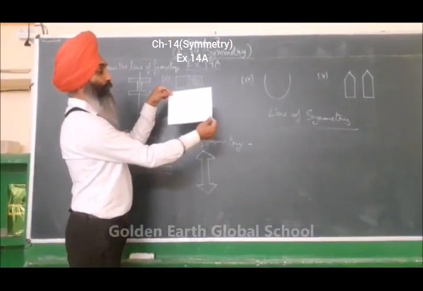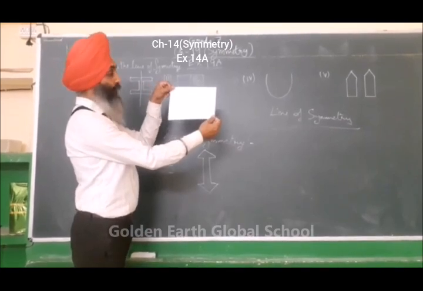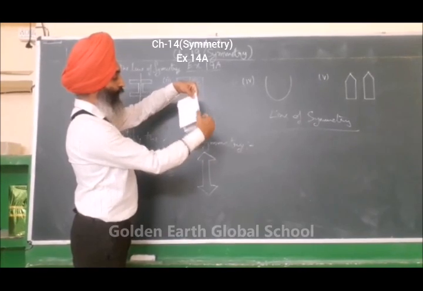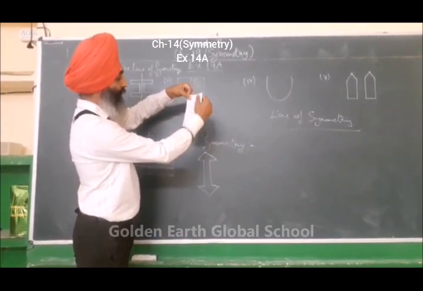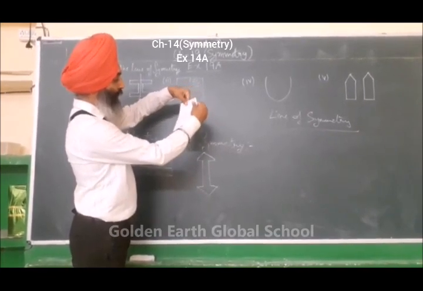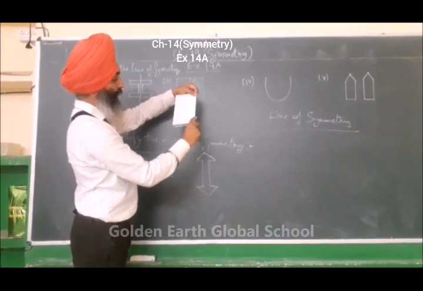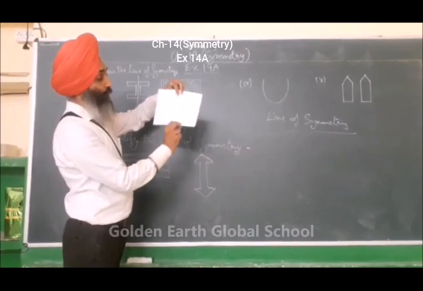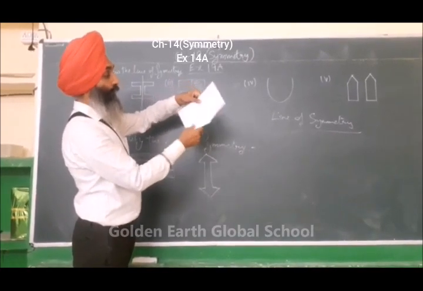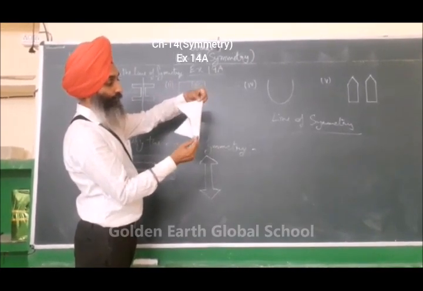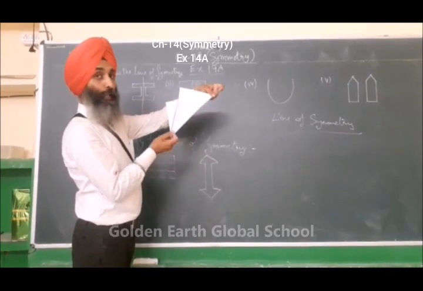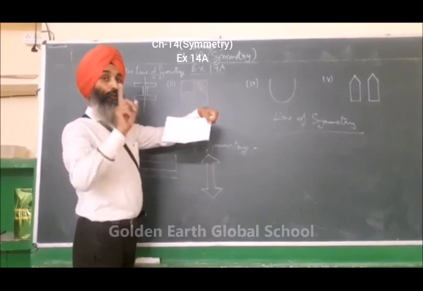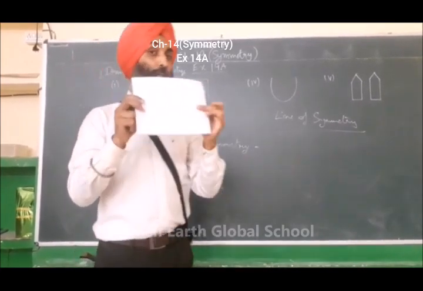Suppose this is a rectangle in shape. If I fold like this, vertically, then it is a symmetrical line. It is a line of symmetry. Unfolded, so this could be the line of symmetry. It could be the line of symmetry, but when you fold diagonally, they are not overlapping each other. So you can say that this diagonal is not a line of symmetry of this shape.